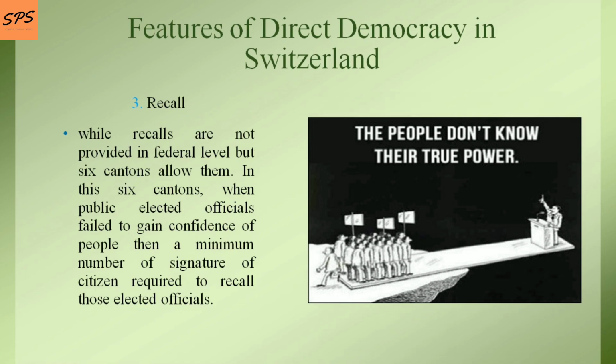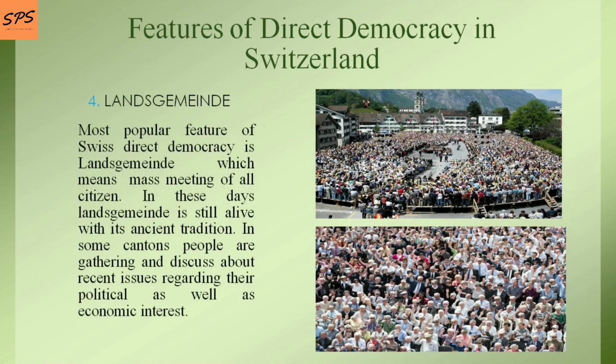Fourth and last one is Landsgemeinde. The most popular feature of Swiss direct democracy is Landsgemeinde, which means a mass meeting of all citizens. Even these days, Landsgemeinde is still alive with its ancient tradition. In some cantons, people gather and discuss recent issues regarding their political as well as economic interests.